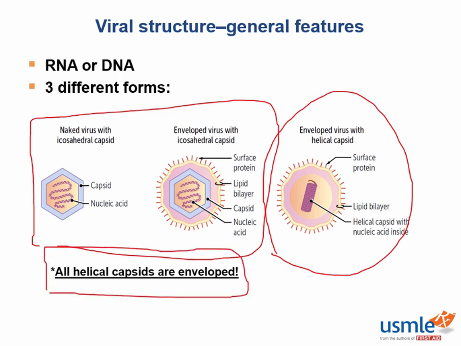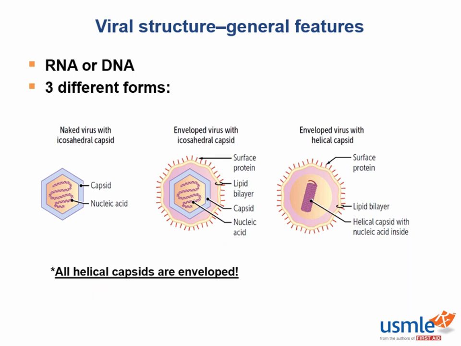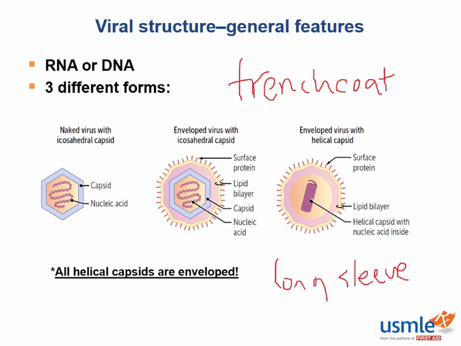Very important point. The way I like to think about this is that a helical capsid protein structure is not strong enough to protect the virus without an envelope, while the heavy-duty icosahedral protein capsid is sufficient for protection. We can think of the icosahedral structure as a thick trench coat, while the helical capsid is more of a long-sleeve t-shirt that needs a lipid windbreaker or coat to keep warm, for instance. So the icosahedral protein capsid is stronger than the helical protein capsid and therefore can be naked. Helical capsids can never be naked. They always have envelopes. This is very important.